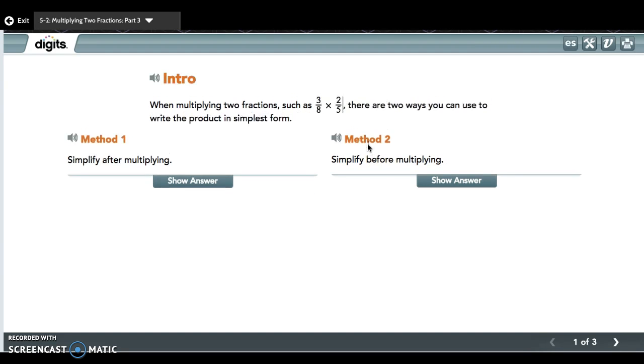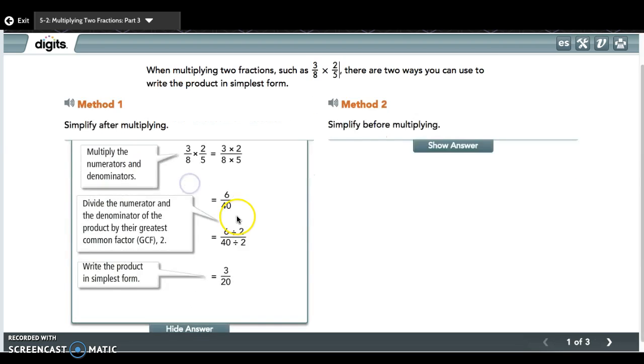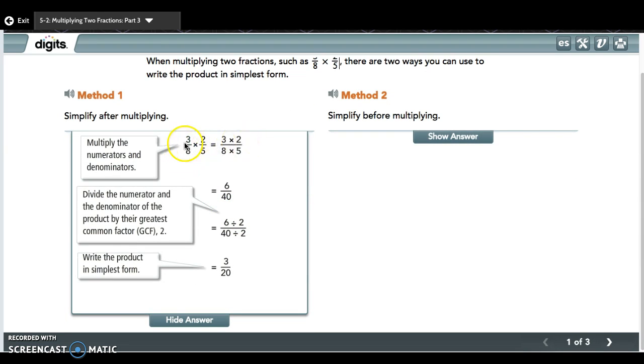So part 3, when multiplying two fractions such as 3/8 times 2/5, there are two ways you can use to write the product in simplest form. Method 1 would be simplify after multiplying. So this is what we've been doing. You go ahead and multiply across. So 3 times 2 is 6, 8 times 5 is 40. And then when we get our final answer, we can simplify that down.